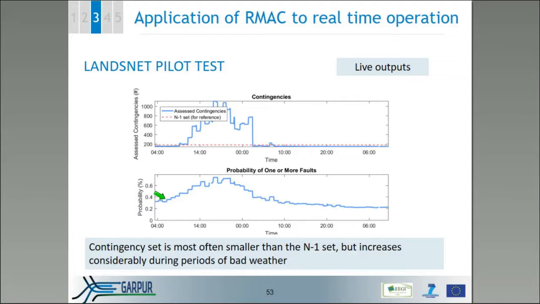And so the probability that any fault occurs increases during the course of this storm. And as a result, the size of our contingency list also increases over the course of the storm. So before and after the storm, we find our contingency list is smaller than the N-1 contingency set. But during the storm, it increases by a factor of 10 in size.